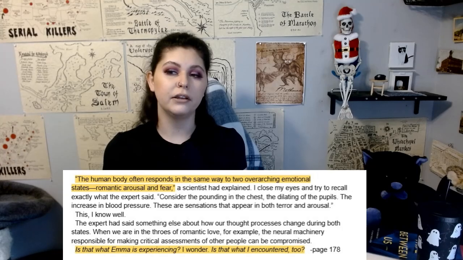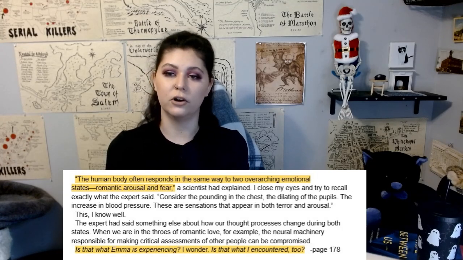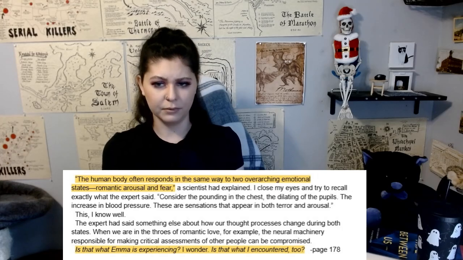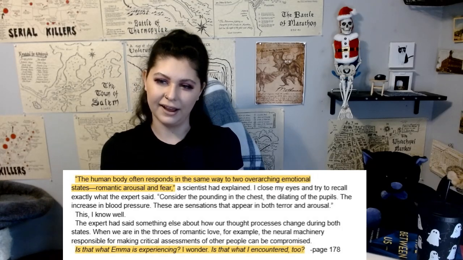Chapter 23 gives us more of the psychobabble that is supposed to perfectly explain something and make the audience rethink what we know. The human body often responds in the same way to 2 overarching emotional states, romantic arousal and fear. Is that what Emma is experiencing, I wonder? Is that what I encounter too?